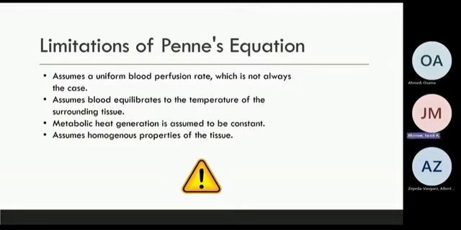Finally, the equation assumes homogeneous tissue properties. This is often not completely true, especially for tissues such as bone, where the properties can vary significantly throughout its volume. So all of these limitations should be carefully considered when creating models using Penne's equation so that the potential inaccuracies are accounted for.